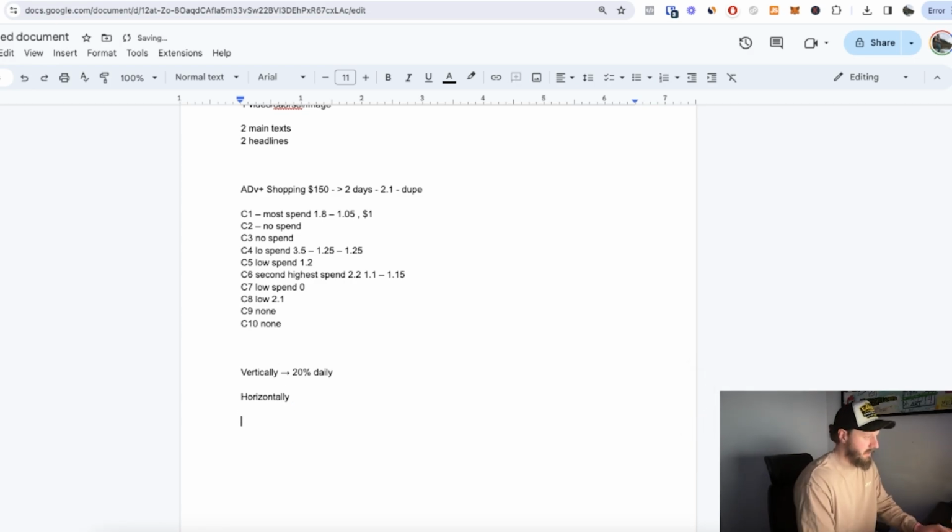And then horizontally, what you can do is just duplicate your winning Advantage Plus shopping campaign. You can duplicate it into maybe like a $300 Advantage Plus, and also scale that one by 20% daily. So that's something I also do.